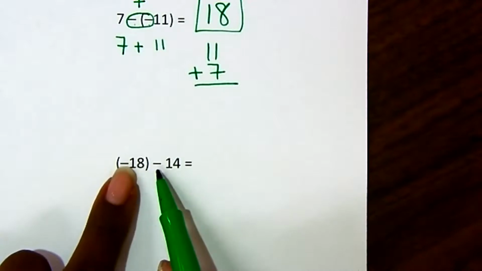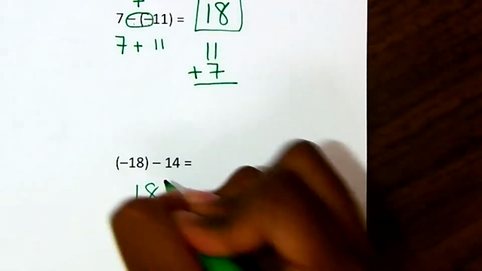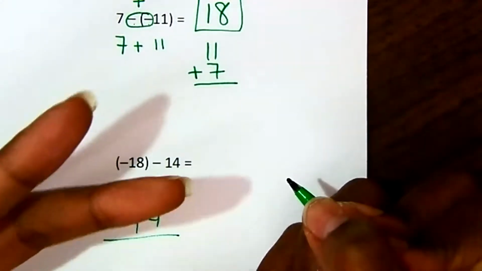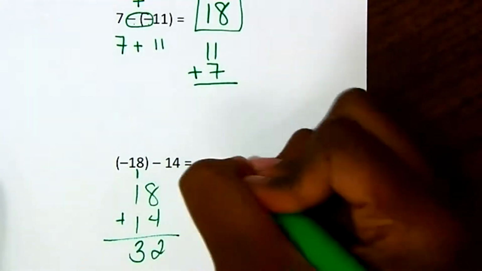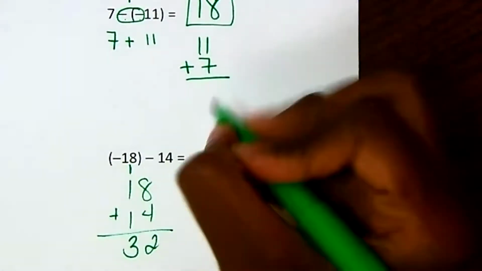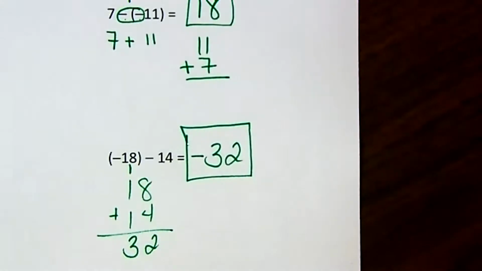So, ask your question, do they have the same sign? They do. They both have the same sign. So that means I'm going to add them together. 8, 9, 10, 11, 12. Here are 1, 1, 2, 3. I get 32. And because they have the same sign, I'm going to keep the sign. All right, let's do one more.